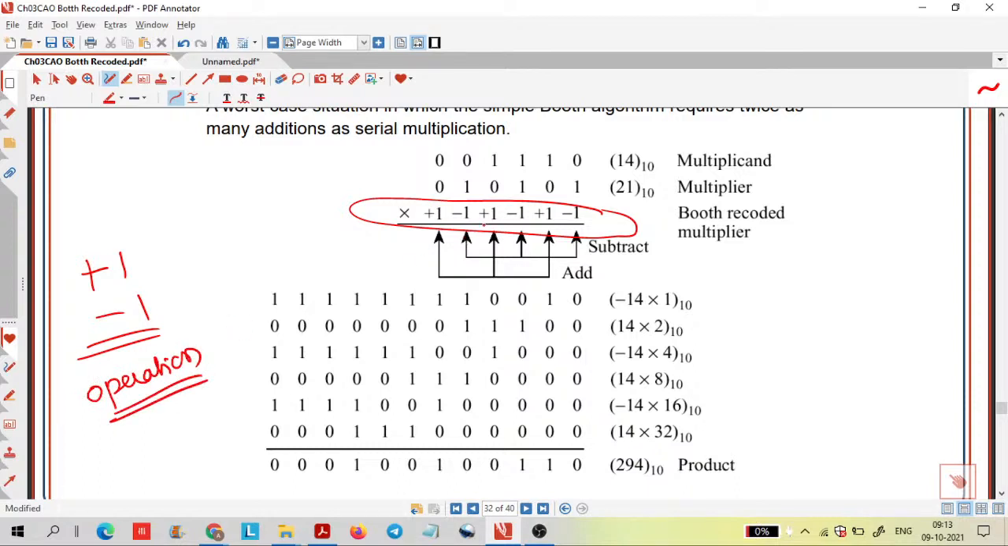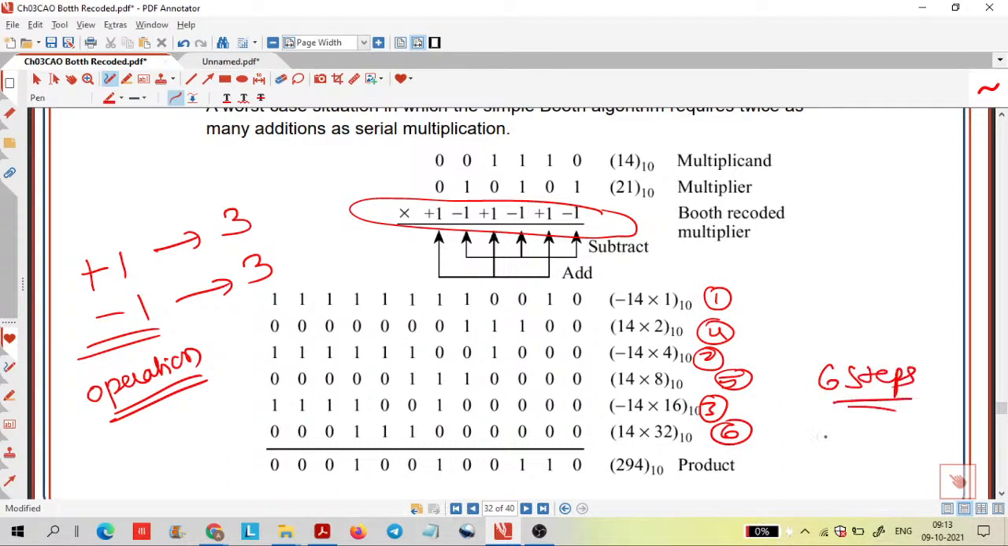So here, 1, 2, 3, there are 3 plus 1s and 3 minus 1s. So total 6. You have to do this multiplication 6 times. So total 6 steps are there, and it takes more time.